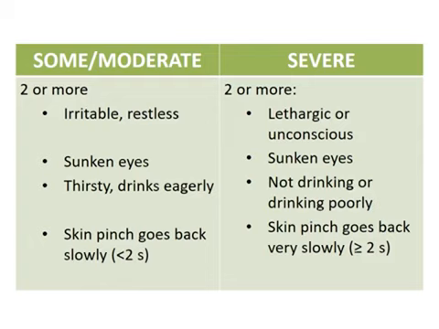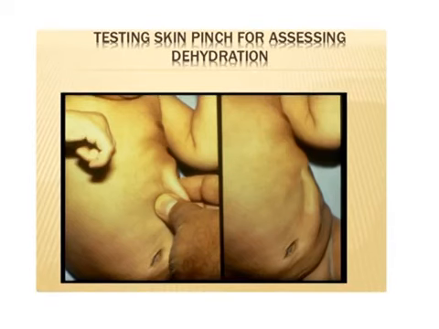In your severe case, they don't want to drink at all, or they drink very poorly. And the last thing that we look at is the skin pinch. If it takes longer than 2 seconds to go back, we talk about it goes back very slowly, which is a sign of severe dehydration. And if it's less than 2 seconds, but not as quick as it should be, then we talk about some or moderate dehydration. It's important to note that your skin pinch is not a reliable sign in children with malnutrition, as they've lost some of their subcutaneous fat. So the skin pinch can be delayed even though they are not dehydrated.